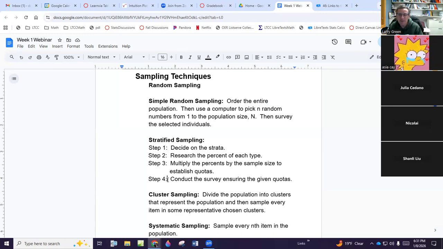Does that make sense? So instead, what you typically do is what's called cluster sampling. And this is what you do. You divide the population into clusters. Okay? The clusters that represent the population. And those clusters should not be that large, by the way, because you're going to have to sample every item in some representative chosen clusters. So if your clusters have 1 million people in them, it can't happen. You're not going to be able to survey 1 million people. Does that make sense? So clusters might be, say, street blocks, because there aren't that many. You might be able to survey everyone on the block.